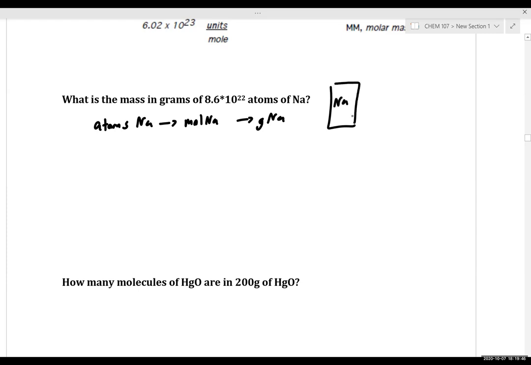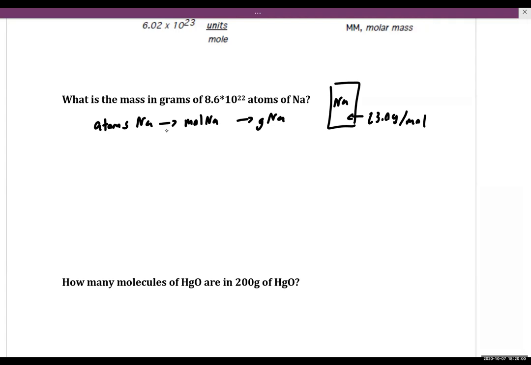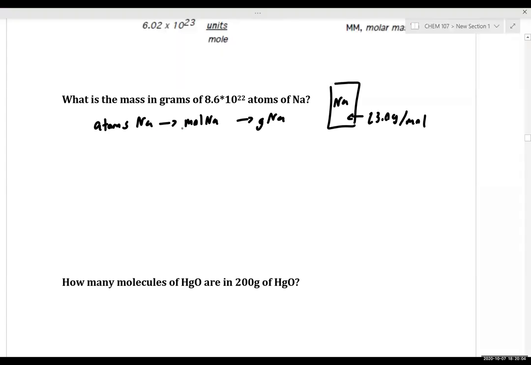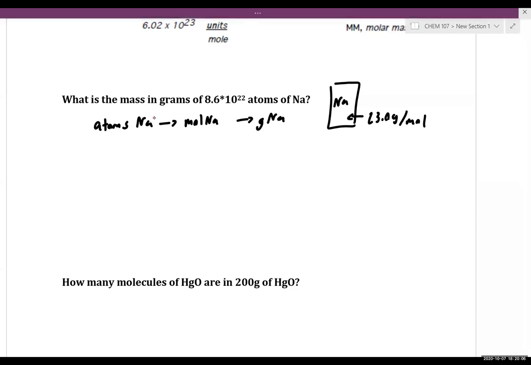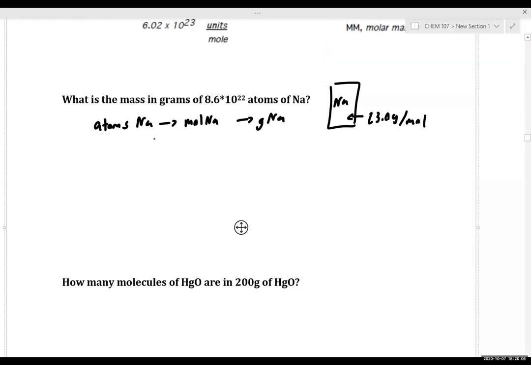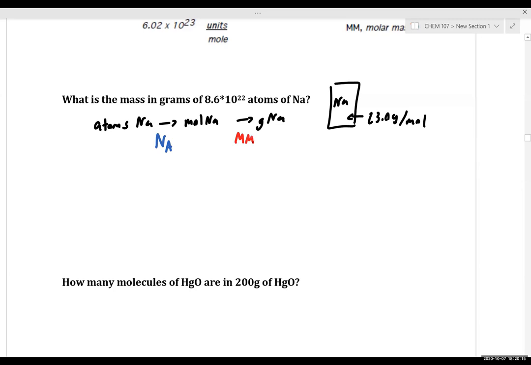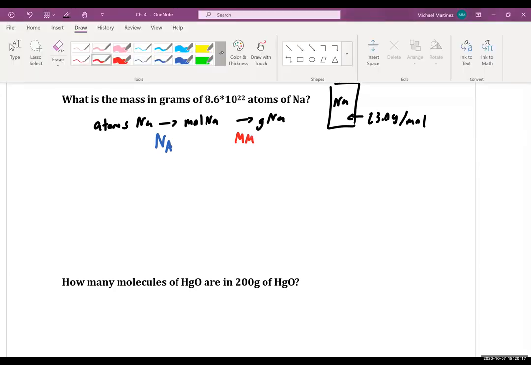Looking up sodium in the periodic table, it has an atomic mass of roughly 23.0 grams per mole. So now that we have all of our units in place, we'll delineate and specify our conversion factors. To go from atoms to moles, we're going to use Avogadro's number. And to go from moles to grams, we're going to use our molar mass.